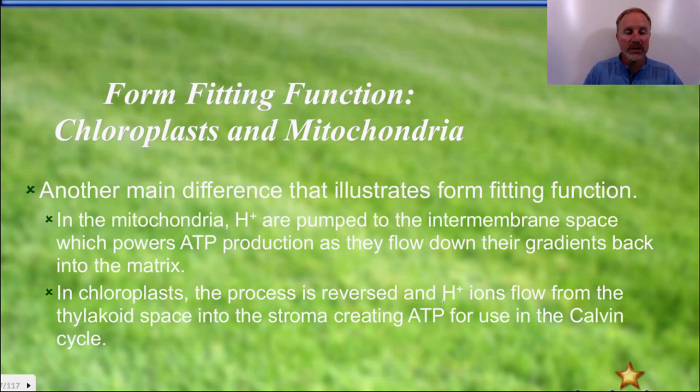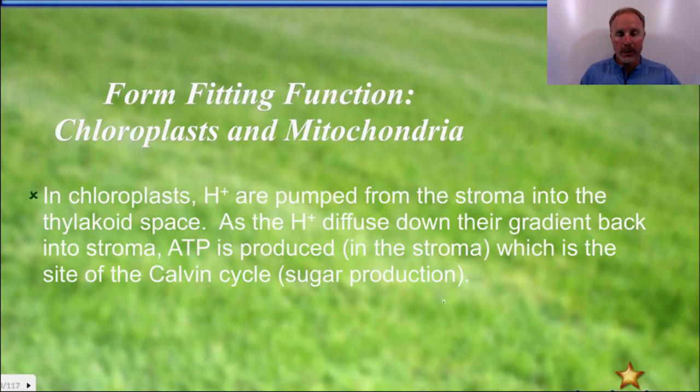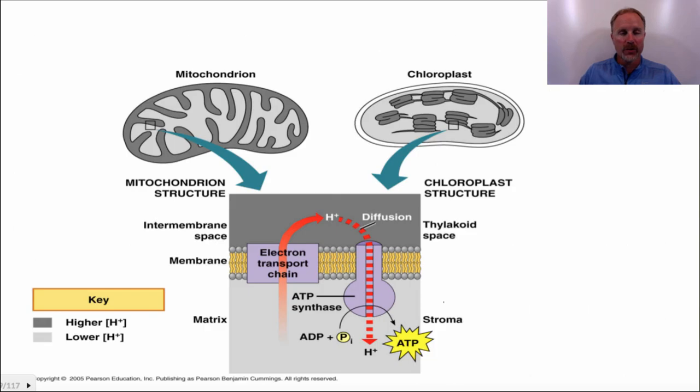One of the other differences is that the hydrogen ions from the mitochondria get pumped into the intermembrane space, and then they flow back down into the matrix, which is where the ATP is made. In the chloroplasts, the process is essentially reversed. The hydrogen ions get pumped into the thylakoid space, and then they get pumped out into the stroma, which is where the ATP is going to get made and used by the Calvin cycle. This is basically the words describing what I just said.